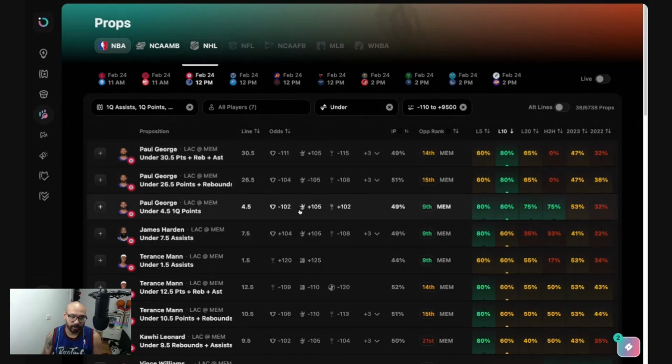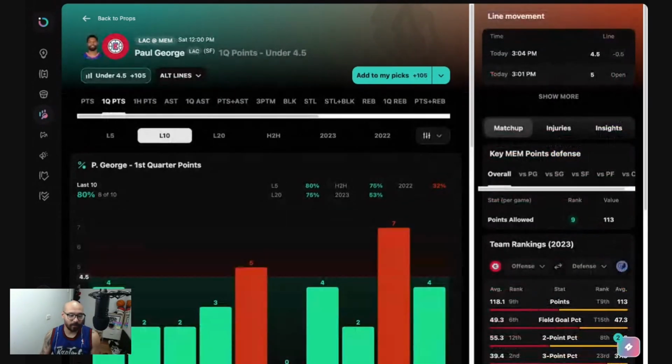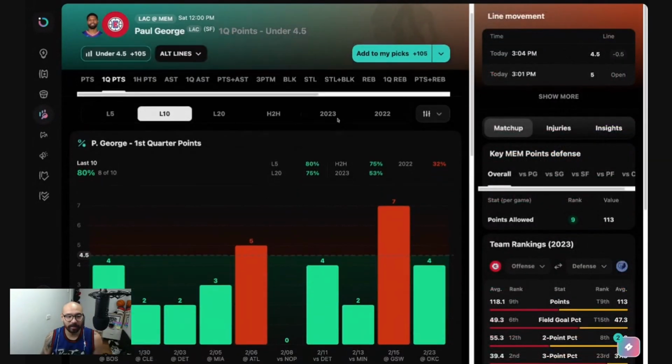Here we go. So Paul George, under 4.5 first quarter points. We see how we got a lot of green right here. Let's have a look at this one. So if you want to fade Paul George, you take the under 4.5 points. You're going to get that at plus money. That cashed in 8 of the last 10 games.